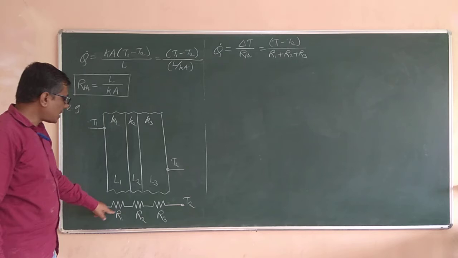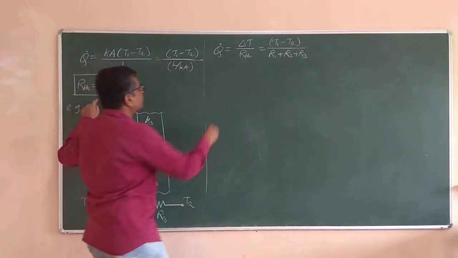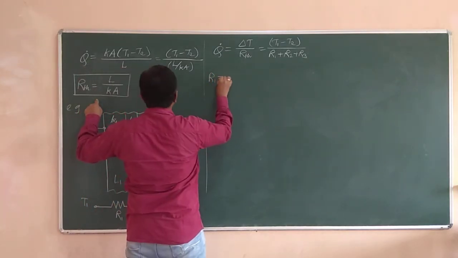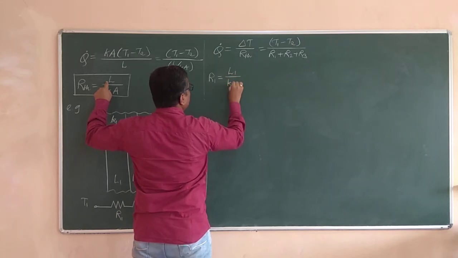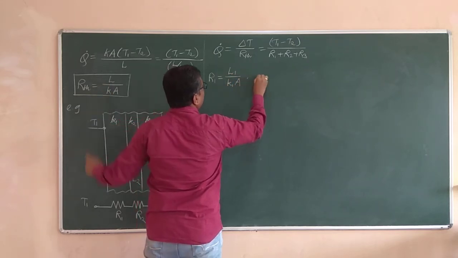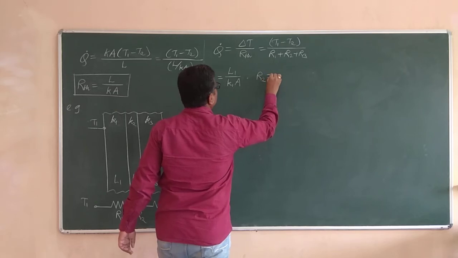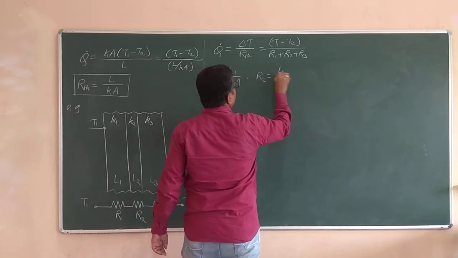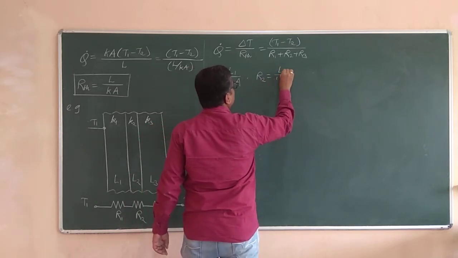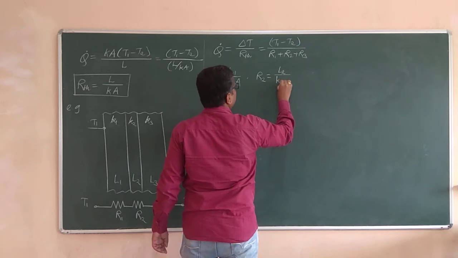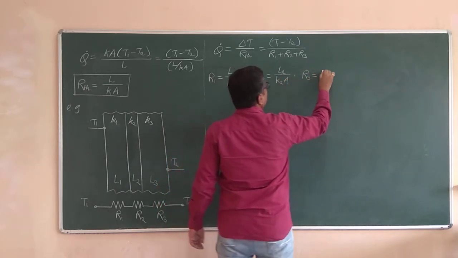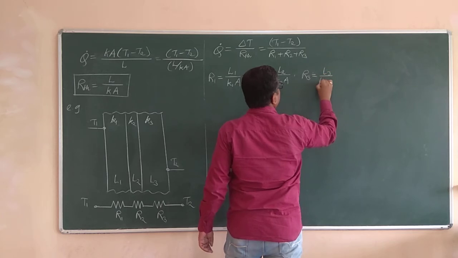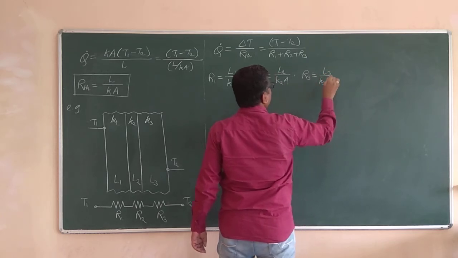So as to get the value of R1, R2 and R3, I will get the value of R1 as equal to L1 divided by K1A. The value of R2 will be equal to L2 divided by K2A, and the value of R3 will be equal to L3 divided by K3A.